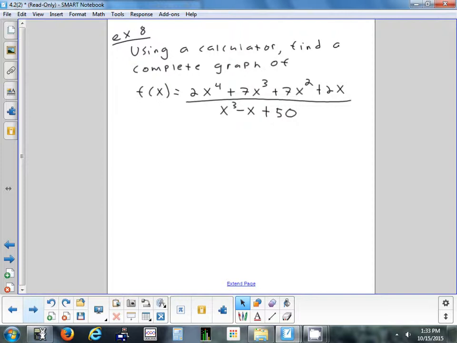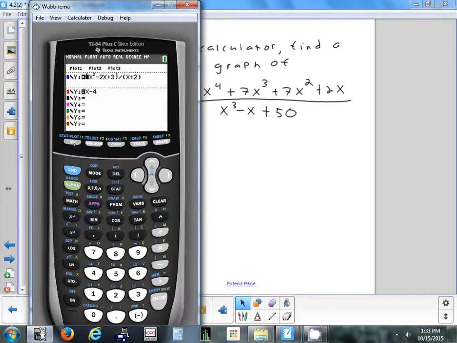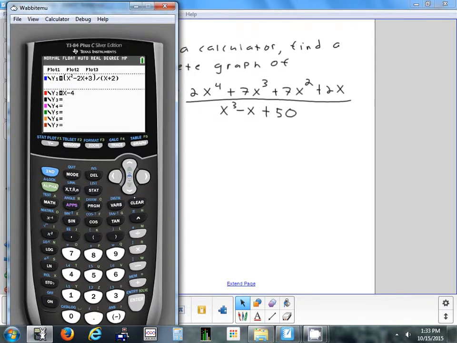All right. This one, I don't want you to find anything by hand. All I want you to do is graph it. Okay, and I want to show you something interesting, something to be careful of. All right, so in the top, you've got 2x to the 4th plus 7x cubed plus 7x squared plus 2x. Okay, and in the bottom, x cubed minus x plus 50.